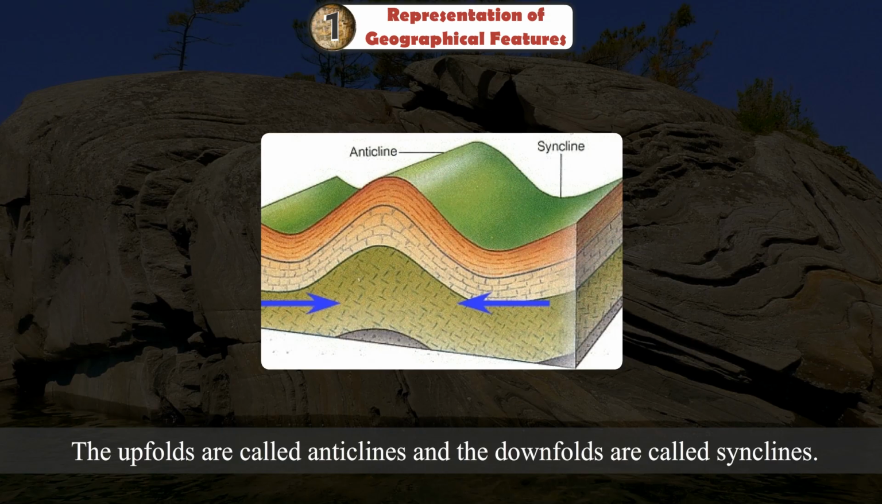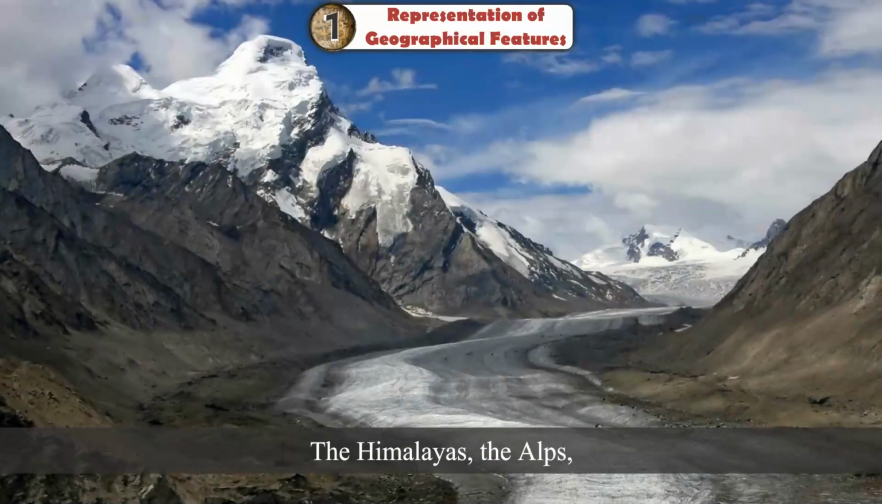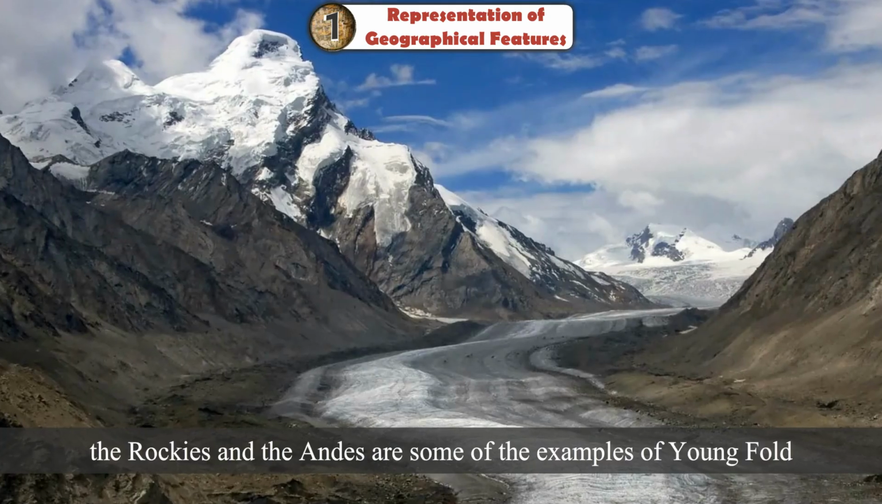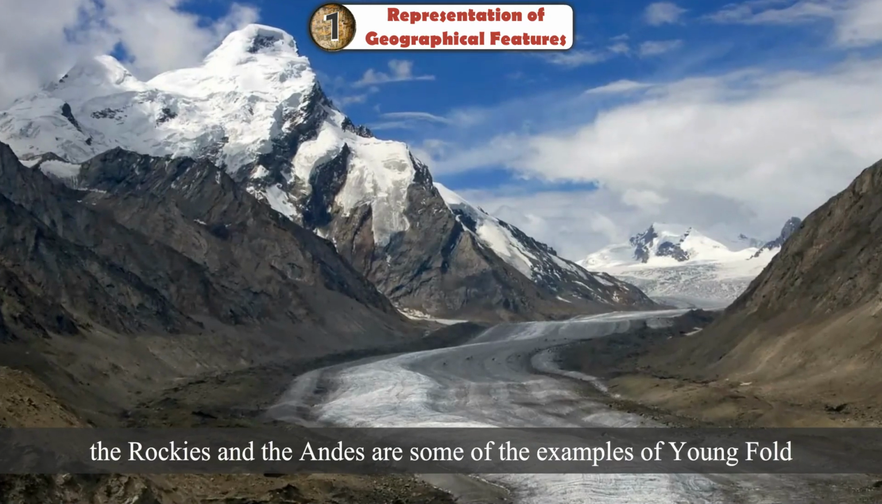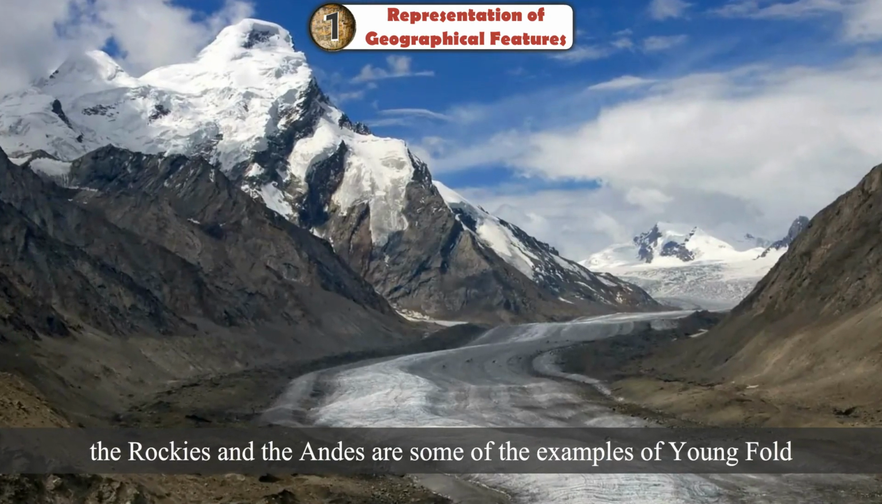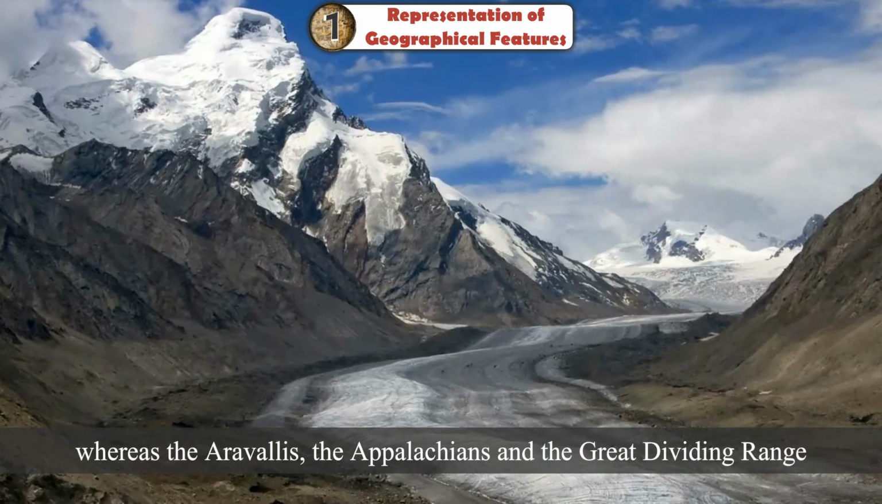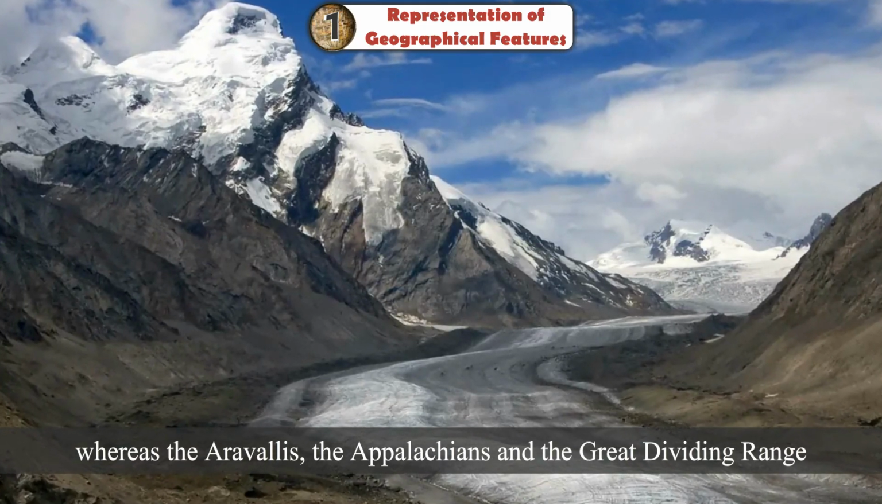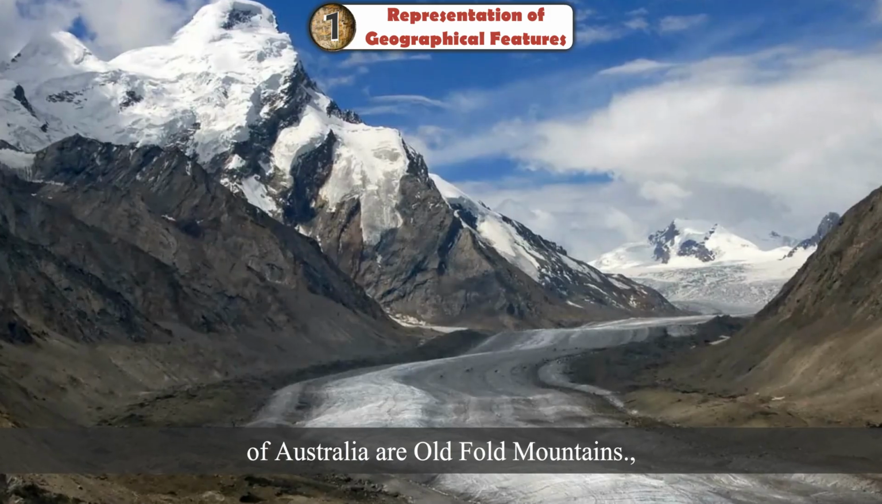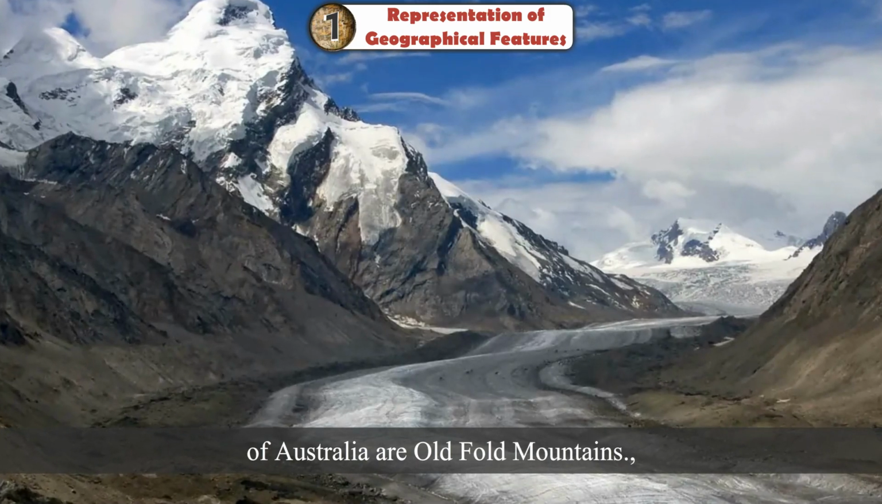The upfolds are called anticlines and the downfolds are called synclines. The Himalayas, the Alps, the Rockies and the Andes are some of the examples of young fold mountains, whereas the Aravallis, the Appalachians, and the Great Dividing Range of Australia are old fold mountains.